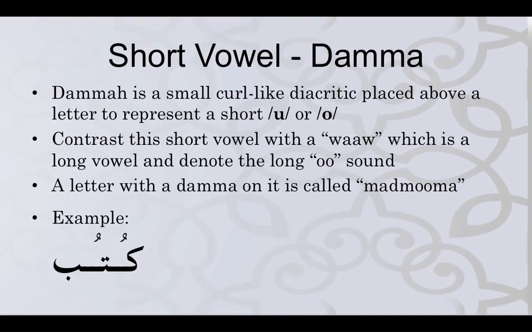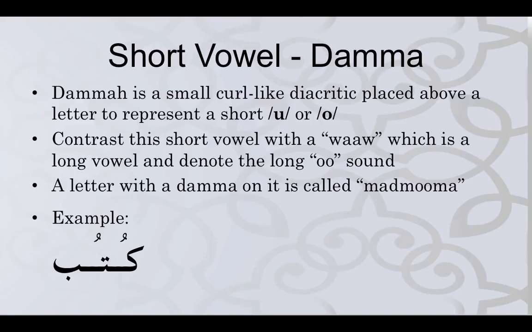Next we have the short vowel damma. The short vowel damma is a small curly, curl-like letter. It's a diacritic that is placed above a letter, and it represents the short U sound or the short O sound. You have to contrast this short vowel, which is the damma, with the long vowel wa. And the long vowel wa denotes the long sound oo.